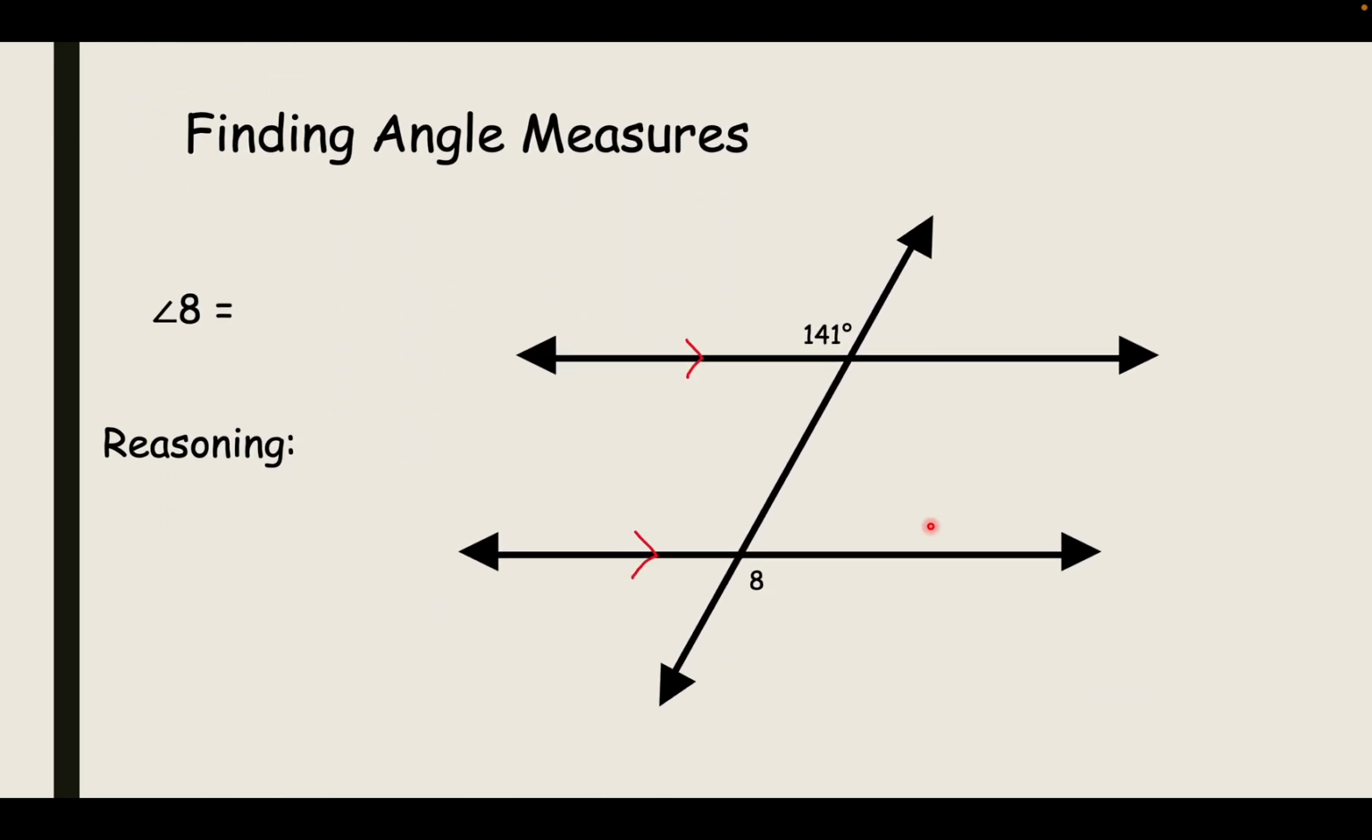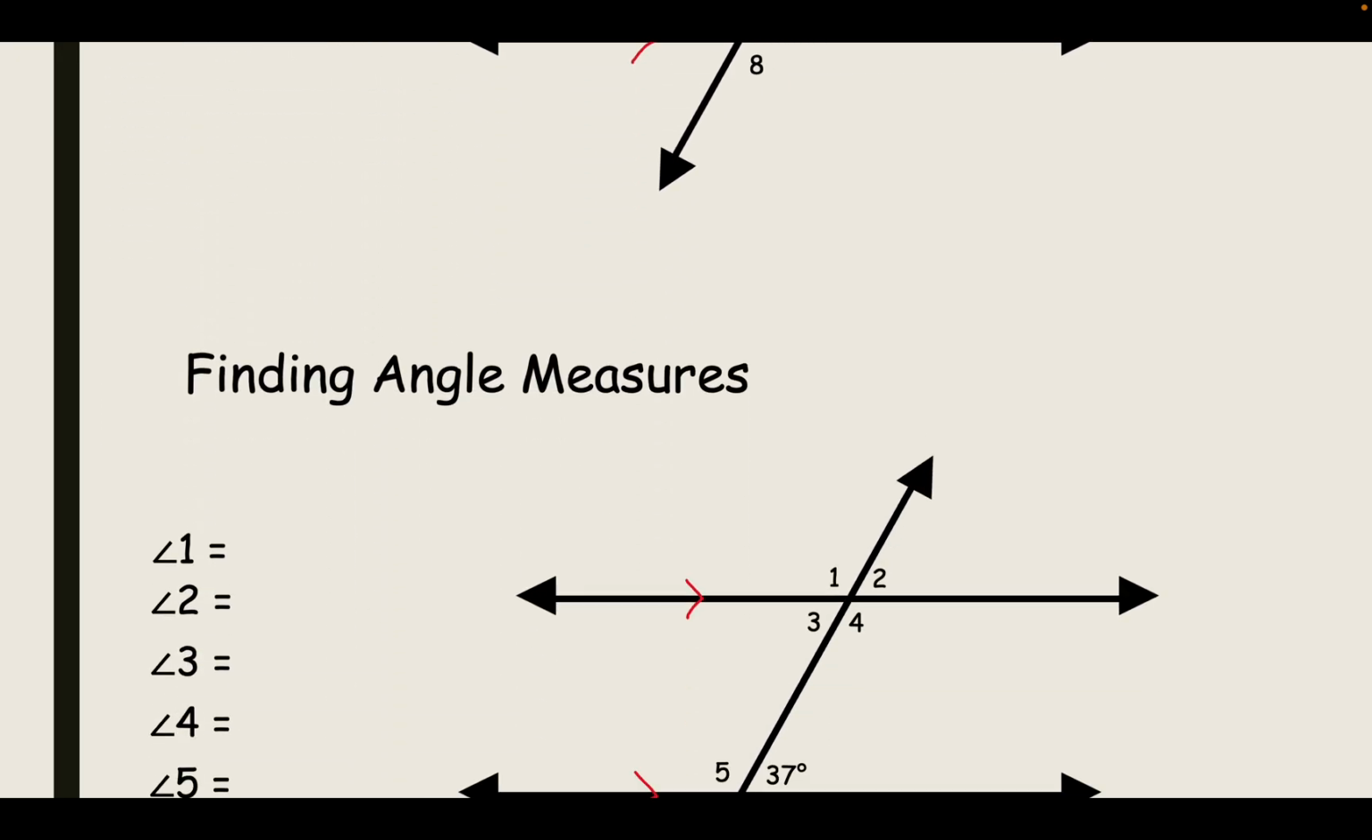And our next one, if we have 141 and angle 8, those are alternate exterior angles. Alternate exterior angles are congruent, so angle 8 is going to be 141 because they're alternate exterior angles.